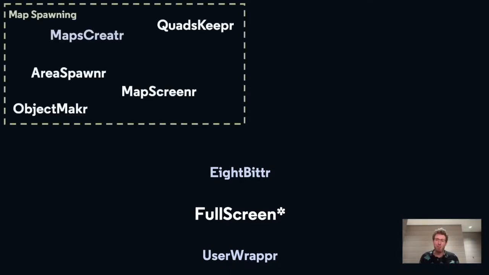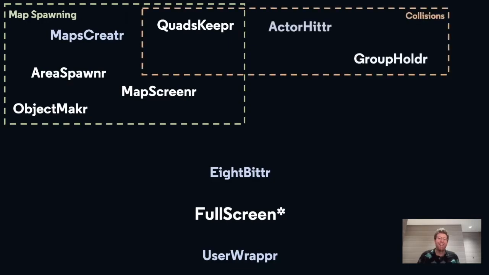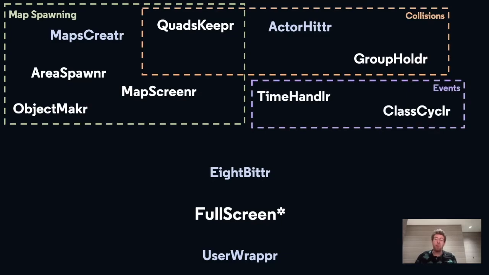To start, there's map spawning, which is all the stuff that stores maps and then spawns them onto the screen. You don't have to memorize all these, don't worry. Next to map spawning is collisions. Now that this stuff is on the screen, how do we know which groups of them are touching each other or getting killed and so on? In addition, we have one-off events, such as the cycles, firing, and so on.